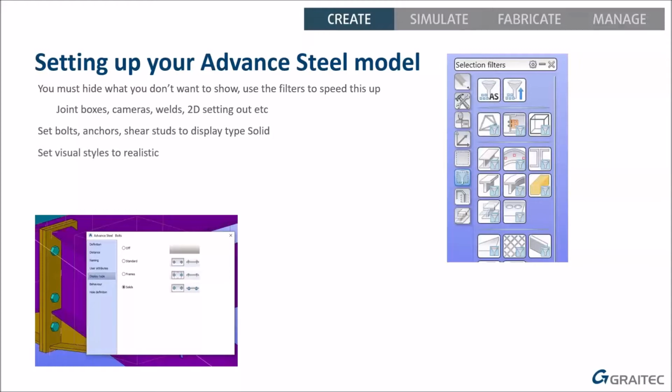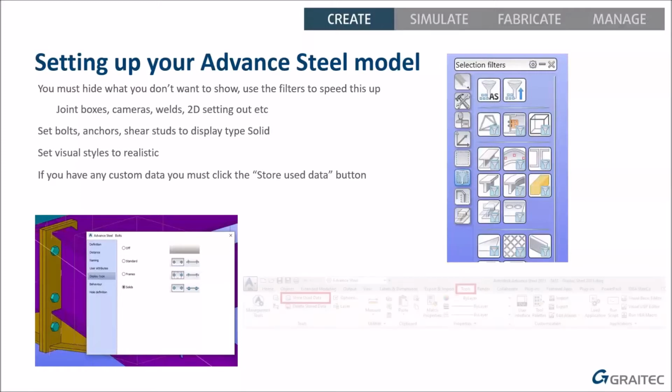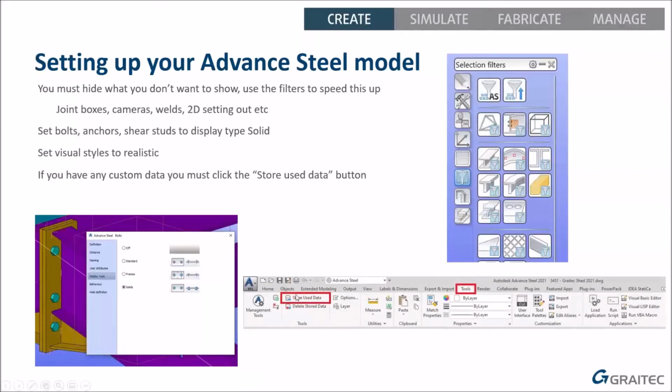I always set my visual styles to realistic. And if you have any custom data, you need to click the Store Used Data button. So when I talk about custom data, that could be custom user sections that you've created, like handrail, top rail. It could be custom materials, custom bolts, custom anchors. Although that data is on your C drive, it's built within your Advanced Steel. When you upload the model to the online environment, it doesn't include that information unless you put that information into the model. So on your Tools tab, there is the Store Used Data button. Then once you've set everything up, simply save the file.